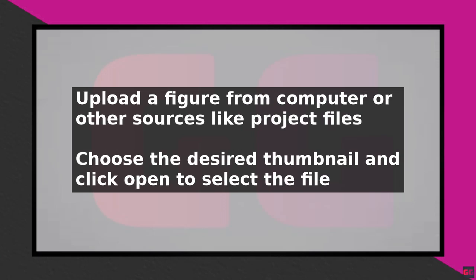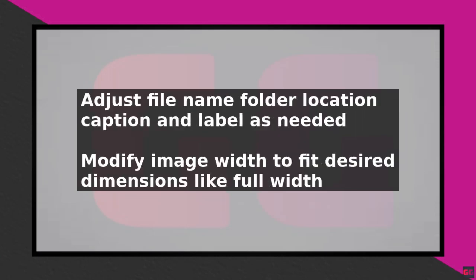This feature allows you to upload a figure from various sources, including your computer, project files, another project, or a URL. For this example, uploading from a computer is the chosen method. After selecting the file, choose the desired thumbnail and click Open. The file name, folder location, caption, and label can all be adjusted as needed, and the image width can be modified to fit the desired dimensions, such as full width.